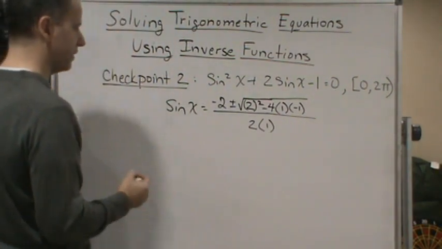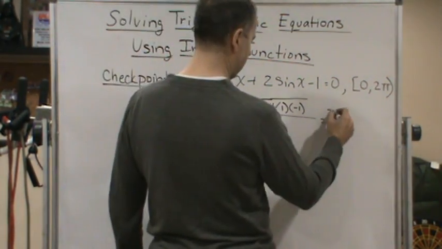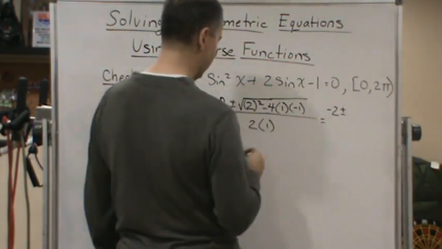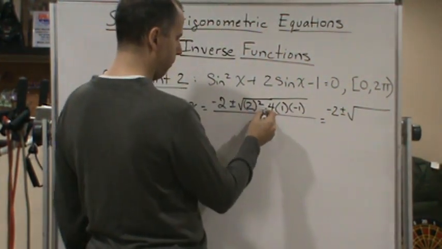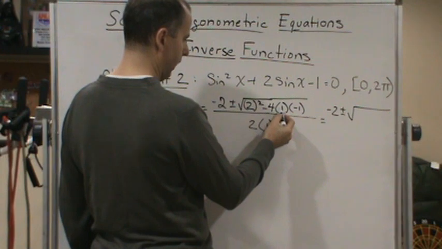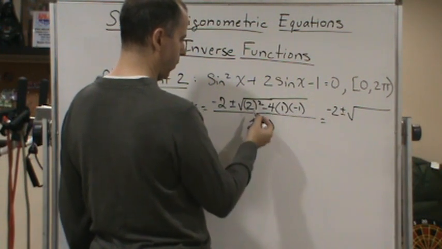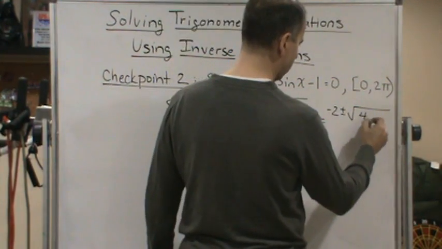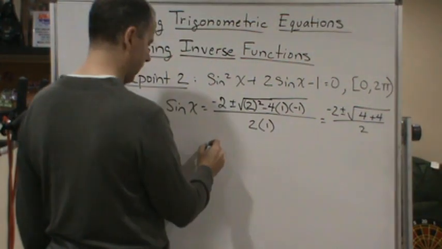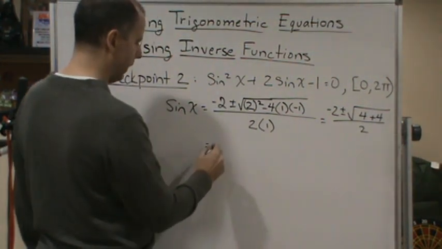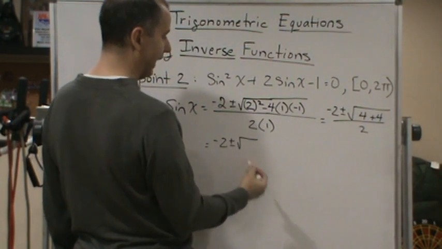Okay, now we just have to simplify this. So we get -2 plus or minus the square root of what? 4 minus, well, this is -4, so minus -4 is the same as +4, so it's going to be 4 plus 4 over 2, right? And so that's going to simplify to -2 plus or minus the square root of 8 over 2.